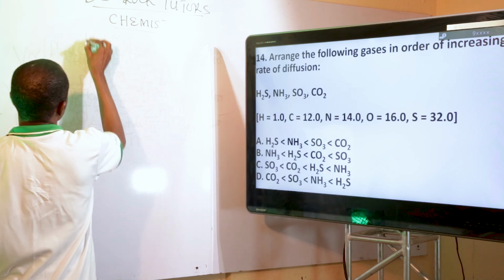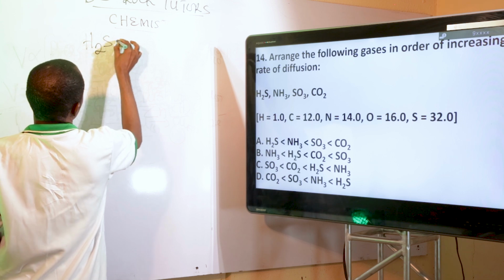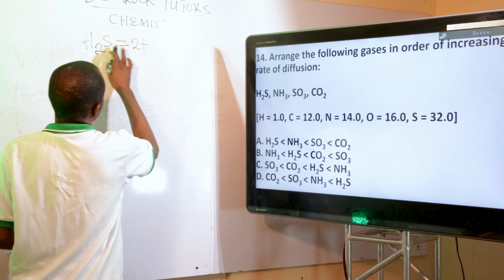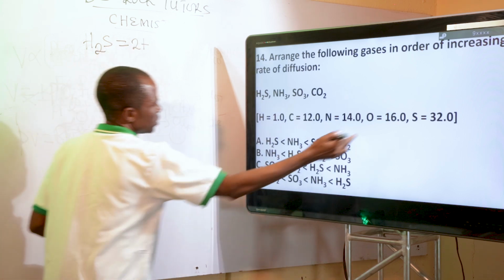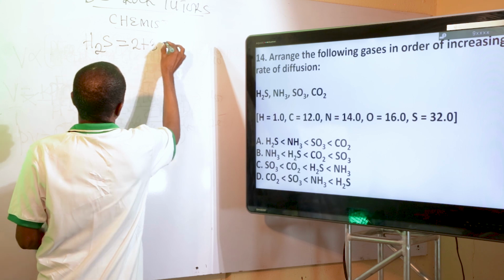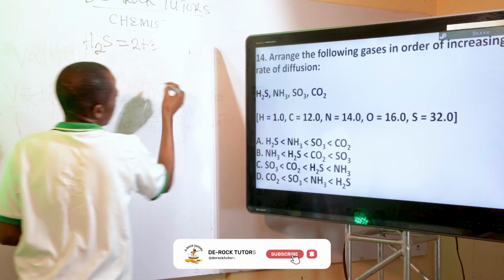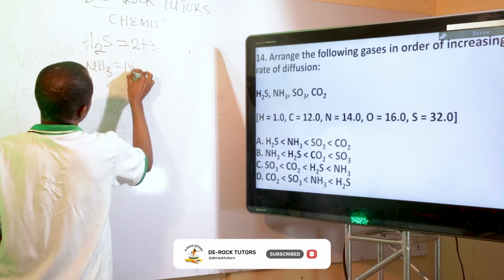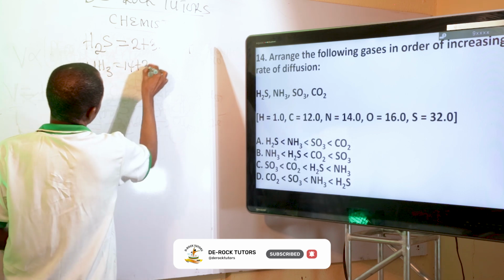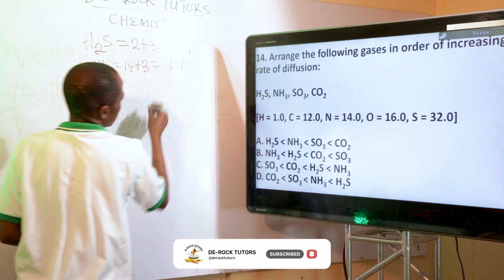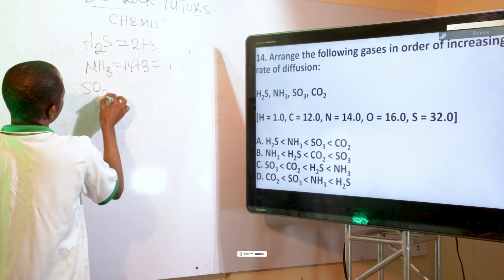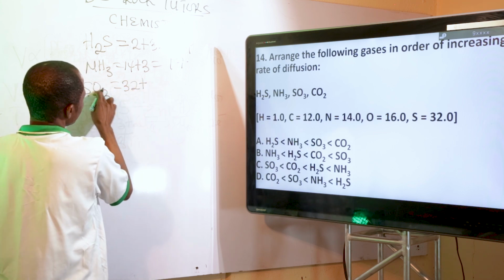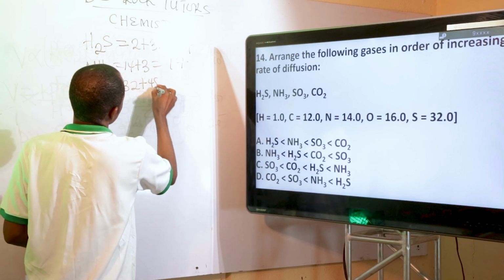Let's start with H2S. Hydrogen is 1. 1 times 2, that's 2. Plus the mass number of sulfur, we can see, is 32. So that gives us 34. Going to NH3, nitrogen is 14. Plus hydrogen is 1. 1 times 3, that's 3. That will give us 17. Going to SO3, sulfur is 32. Plus oxygen is 16. 16 times 3 is going to be 48.